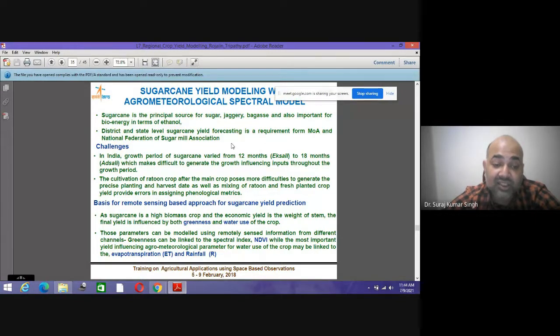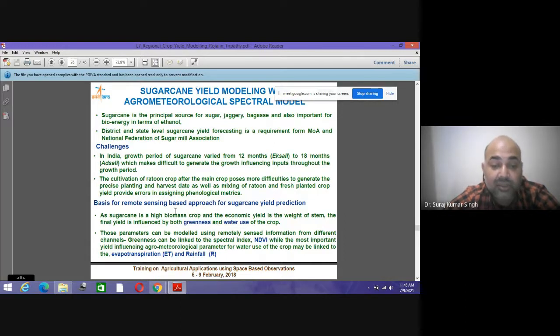So the challenges when you're using remote sensing data in India: the growth rate of sugarcane varies from 12 months to 18 months, which makes it difficult to generate the growth-influencing inputs throughout the growth period. The cultivation of ratoon crops after the main crop makes it more difficult to determine precise planting and harvest days, and the mixing of ratoon and freshly planted crops produces errors in assigning the phenological metrics.